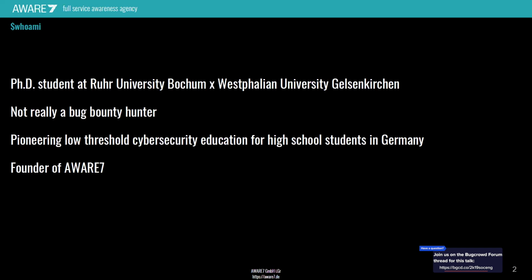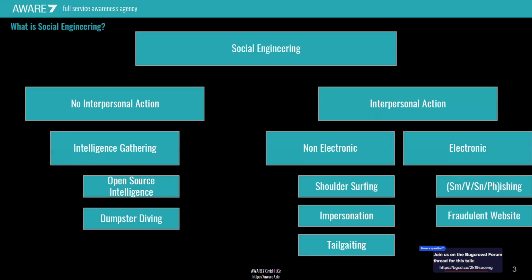Let's dive right into it because we don't have a lot of time and I have some slides prepared for you. So the first thing we want to talk about when we talk about attacks is we always want to see some kind of taxonomy, and this is based on work of Greitzer, who showed this at a workshop at Security and Privacy 2014, and we see we have some categories of social engineering. The first one is no interpersonal action.